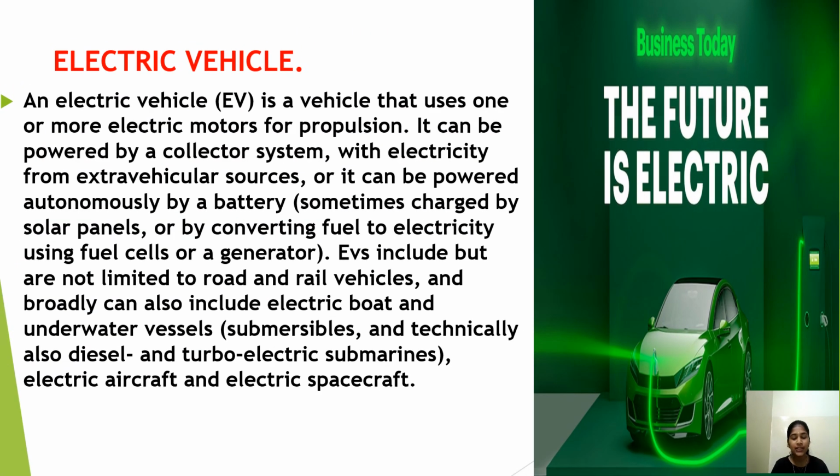Before going to our main topic, let us discuss our introduction. So, what is an electric vehicle? An electric vehicle, also known as EV, is a vehicle that uses one or more electric motors for propulsion. It can be powered by a collector system with electricity from extra vehicular sources, or it can be powered autonomously by a battery, sometimes charged by solar panels or converting fuel to electricity using fuel cells or a generator. EVs include, but are not limited to, road and rail vehicles, and broadly can also include electric boats and underwater vessels like submarines, and technically also diesel and turbo electric submarines, electric aircraft and electric spacecraft.